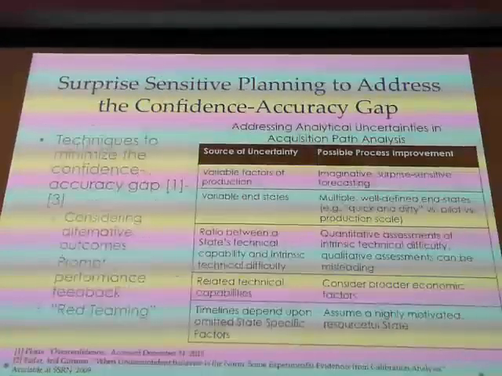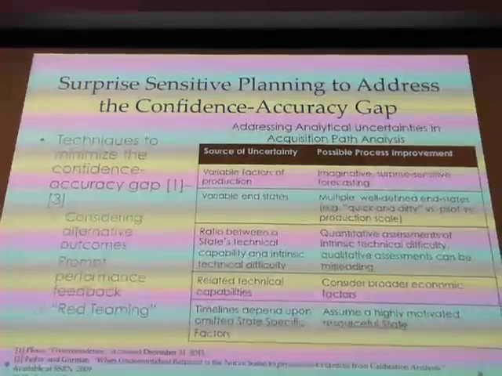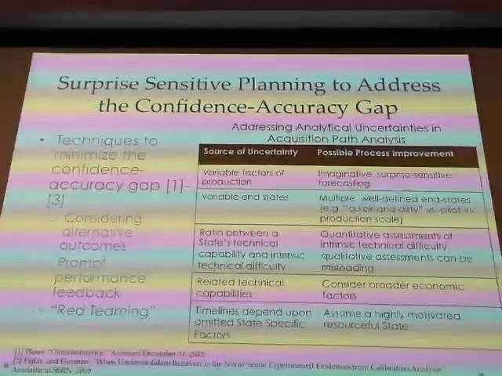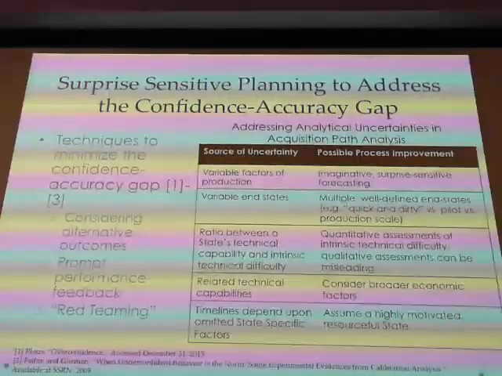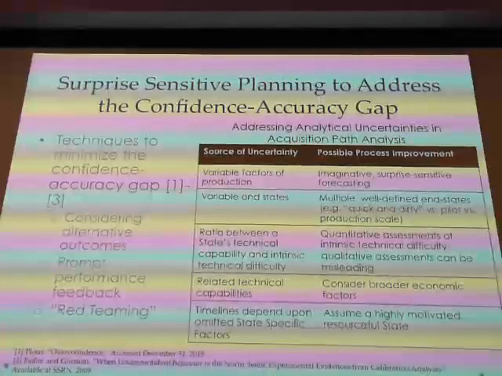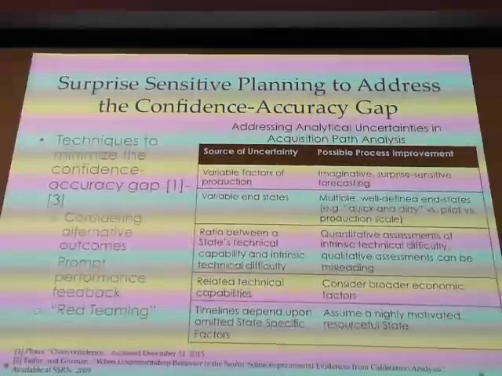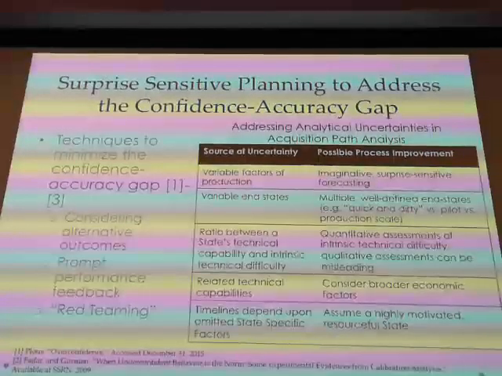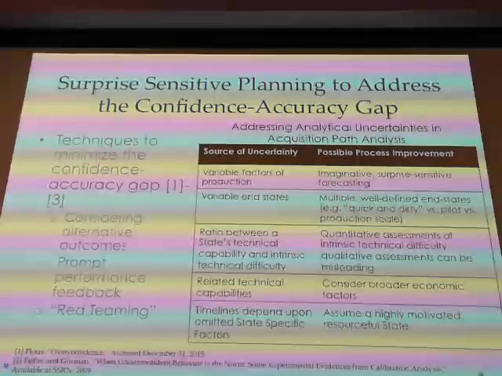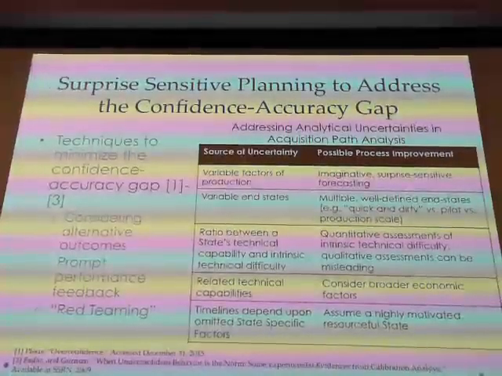So this is the key problem with using analyst confidence. Now, there are ways to reduce this confidence-accuracy gap by encouraging analysts to consider alternative outcomes. You might give them prompt performance feedback. That's a little hard to do in safeguards because these are such long-ranging things. By the time a nuclear program happens on somebody's watch, that person is long gone, so they don't really feel the direct impacts. There are also other techniques such as red teaming to challenge analysts' assumptions and find all the faults and that sort of thing. And these have been shown through studies to reduce this gap.